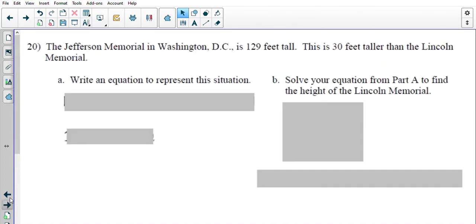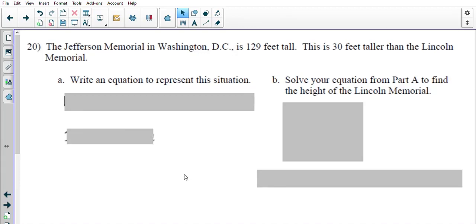All right, so let's take a look at another problem that's really similar to this, question number 20. Number 20 says, the Jefferson Memorial in Washington, D.C. is 129 feet tall. This is 30 feet taller than the Lincoln Memorial. A, write an equation to represent this situation. B, solve your equation from part A to find the height of the Lincoln Memorial.